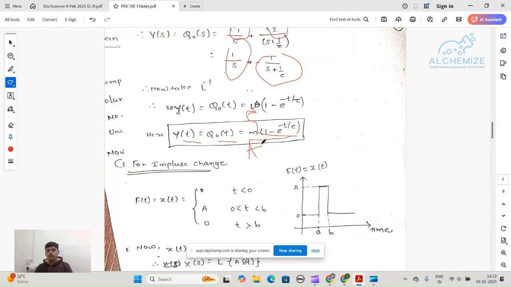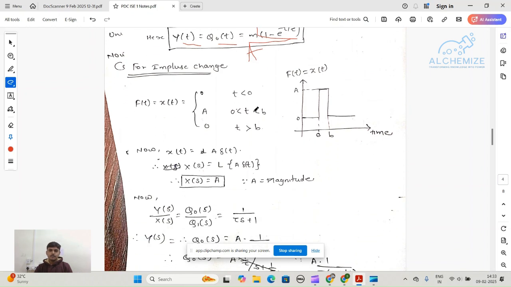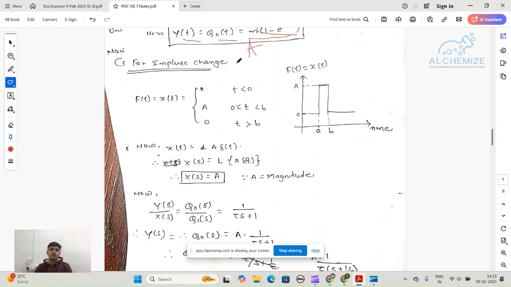And whatever equations I am going to put here are from Stephanopoulos book. So you can refer to it also. Page number 173 is there.